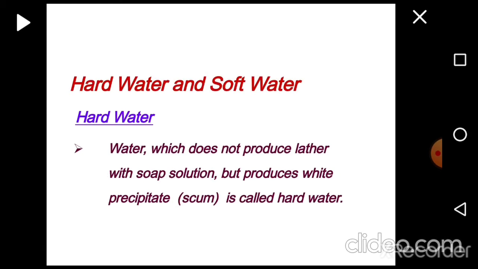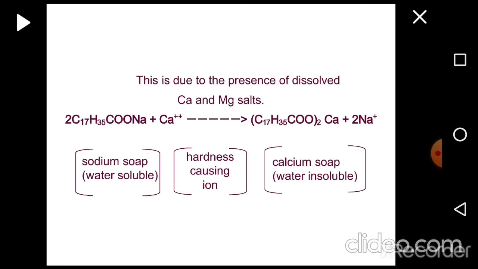There are 2 different types of water we use for day-to-day life. One is hard water, another one is soft water. What is the meaning of hard water? The water which does not produce lather with soap solution, but produces scum or precipitate, is called hard water. This is due to the presence of dissolved calcium and magnesium salts.